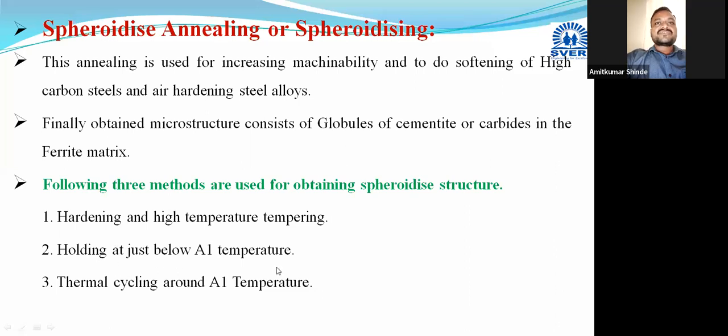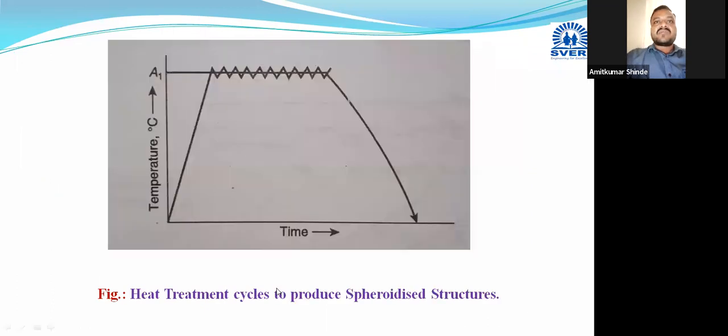Then holding just below A1 temperature and thermal cycling around A1 temperature, that I will explain with the help of the diagram. This is the thermal cycling around A1 temperature. Thermal cycling means rapidly we are increasing the temperature above A1, then dropping it below A1, again increasing the temperature above A1, then lowering the temperature below A1. Due to this cycling heating, globular cementite will be formed. Whichever cementite is separating below A1 will become spherical, which will improve the ductility of the material.